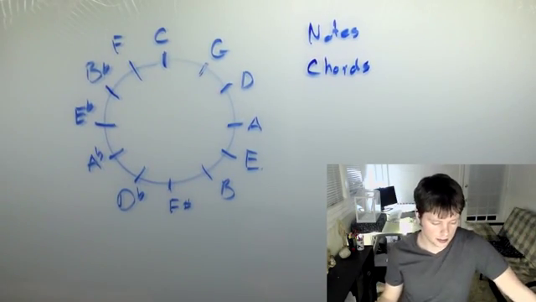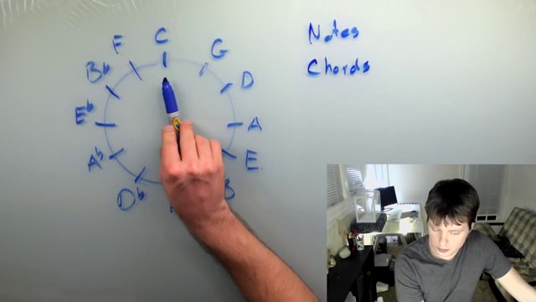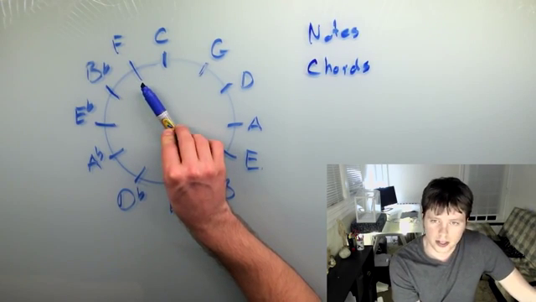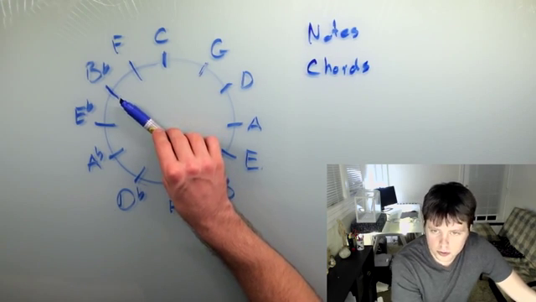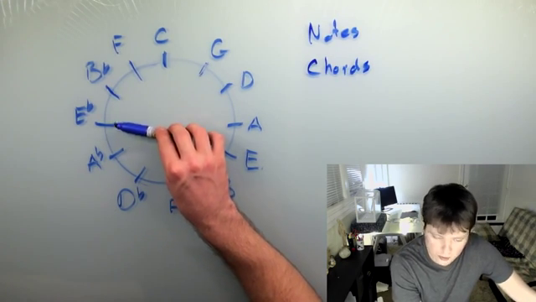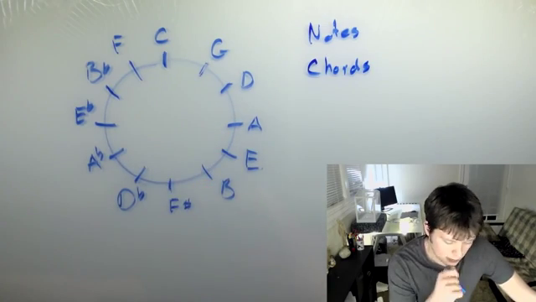Now, if you go around the wheel in reverse, you go to the left, you actually look at the flat keys. So again, C, no sharps, no flats. But if you go to the key of F, F has one flat in it. The key of B flat has two flats in it. E flat has three flats, and so on.